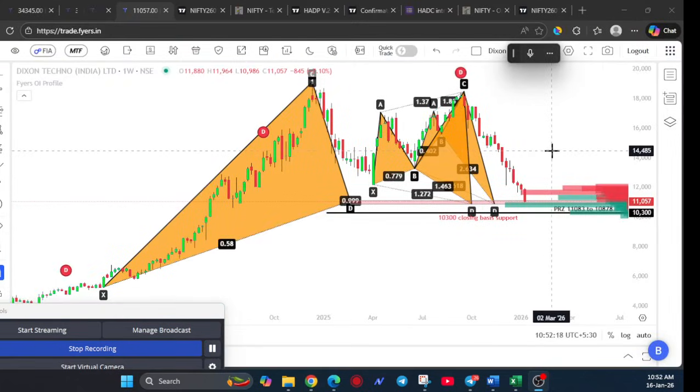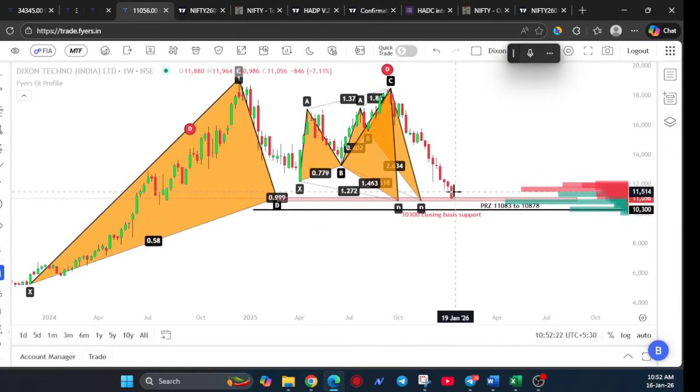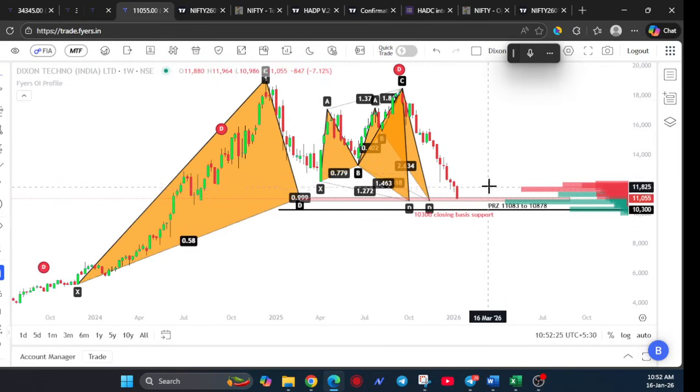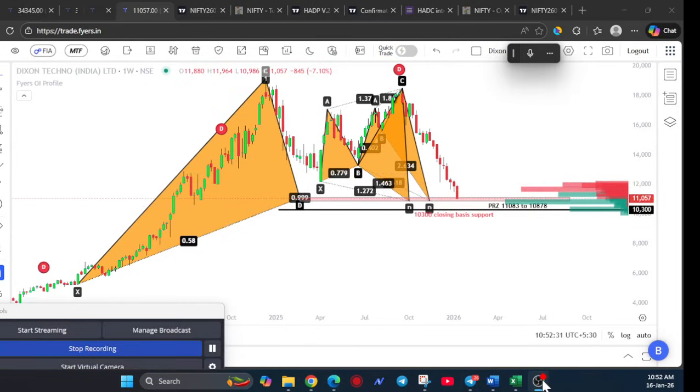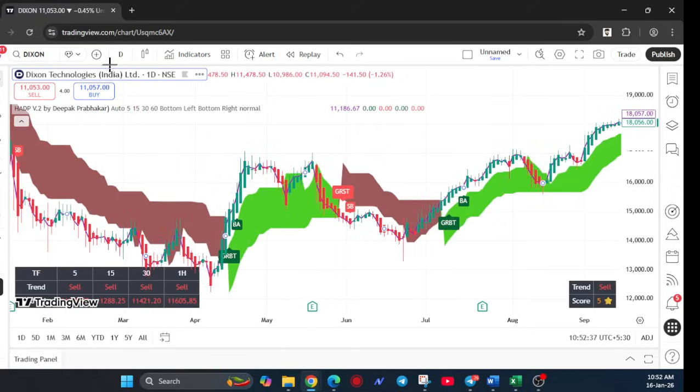So Dixon Technologies PRZ chart was posted, and it is into the PRZ. So for harmonic traders, once you have a PRZ, this can be used for a confirmation signal. So let's go and see on a 5 minutes chart of Dixon whether something is happening or not.